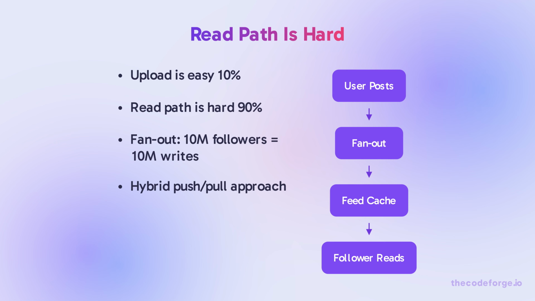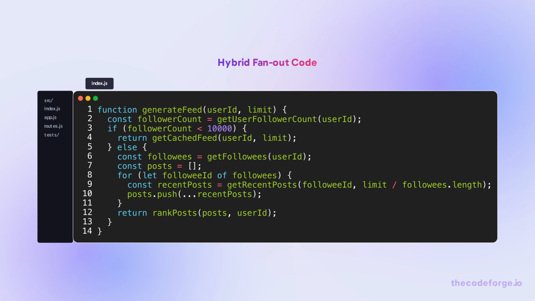When a celebrity with 10 million followers posts, you need to insert that post into 10 million feed caches. Do it synchronously, and your write latency explodes. Here's the hybrid fan-out logic. For users with fewer than 10,000 followers, we push posts to their feed cache on upload. For larger accounts, we pull on read by fetching recent posts from followees. This prevents write amplification from celebrities.